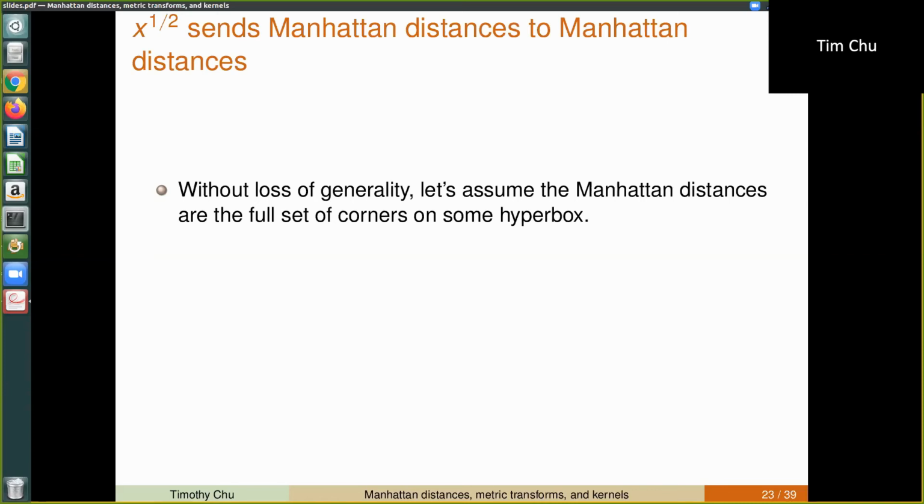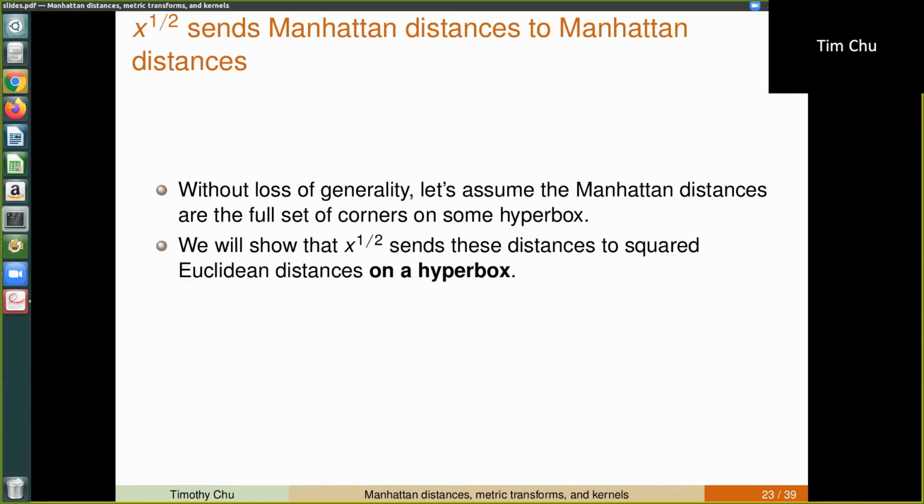So let's go back to the overall puzzle. If I apply the square root function to a set of Manhattan distances, I will always get a set of Manhattan distances back. And let's go to a quick proof outline. Without loss of generality, let's assume that the Manhattan distances are the full set of corners on some hyperbox. Okay? And we saw from the previous puzzle that it's okay to assume this. Then we will show that the square root sends these Manhattan distances, if I apply it to each of the n choose 2 of them, I will get back a squared Euclidean distance. And I'll see that by testing the criterion that I just showed. But moreover, it'll happen that these squared Euclidean distances are squared Euclidean distances on a hyperbox.